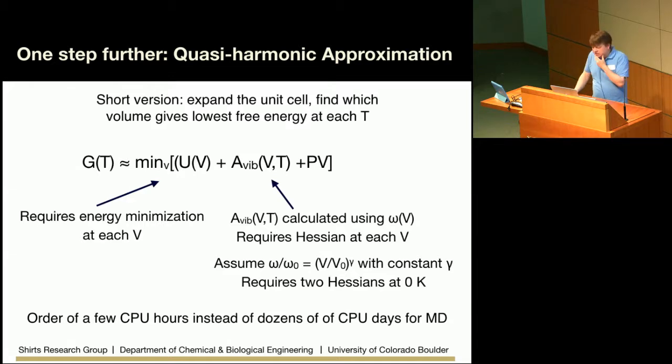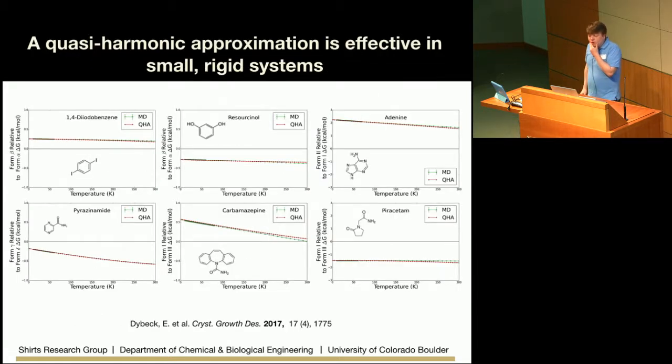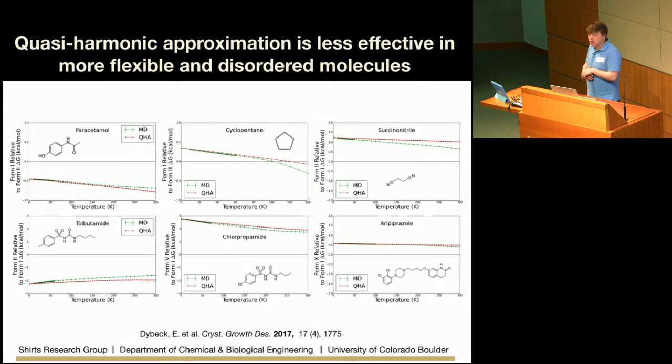So how much does this help? Well, it turns out that for small rigid systems, it actually works pretty well. Most of these differences, except for this one, are all less than 0.1 kcal per mole. So for small molecules that are not quite yet drug-like, a quasi-harmonic approximation appears to be all that you need. Once you start getting to larger, more complicated molecules, then you start seeing deviations that start being significant.